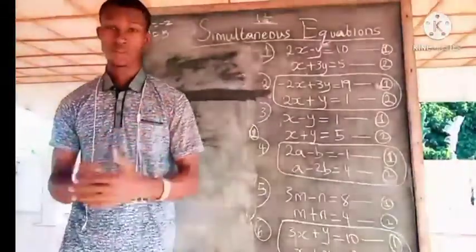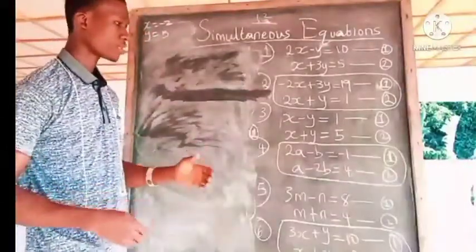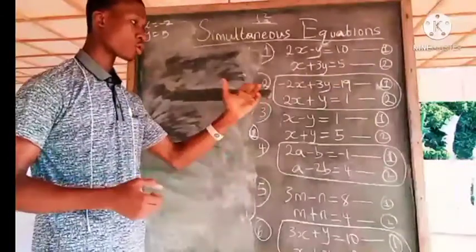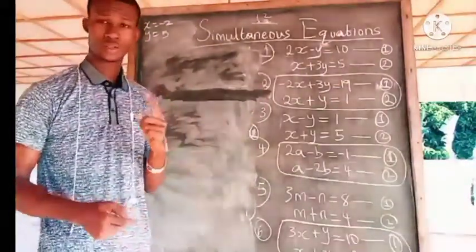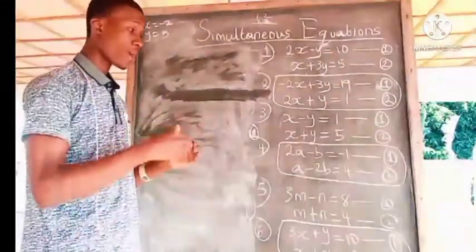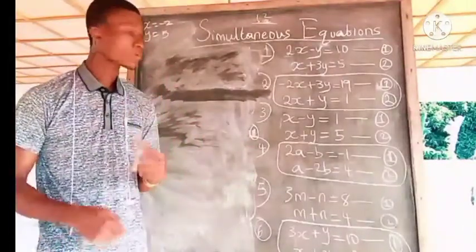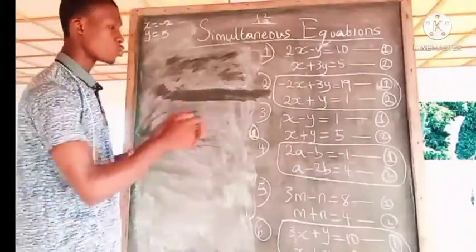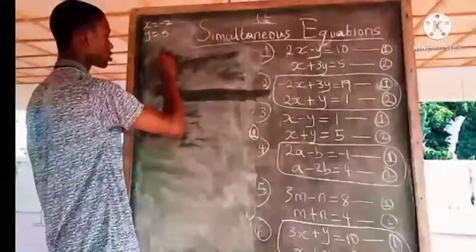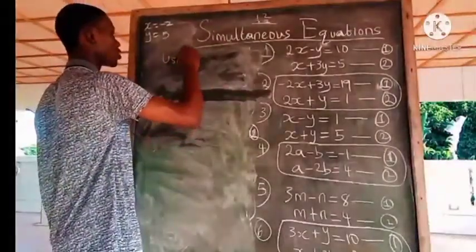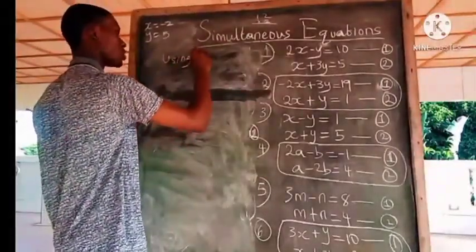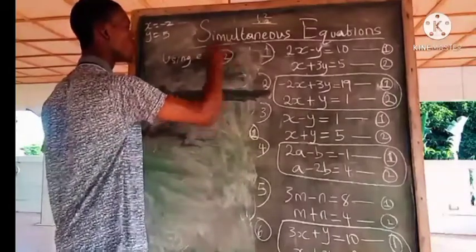Okay, welcome back. Let's now try the next question. Now you can see on the board that we have x minus y equal to 1 as our equation 1, and the next question is x plus y equal to 5 as our equation 2. So at this point, I'll decide to use equation 2. Let's just go straight to the point. Instead of repeating the equation again, we're just going to use equation 2 at this point.